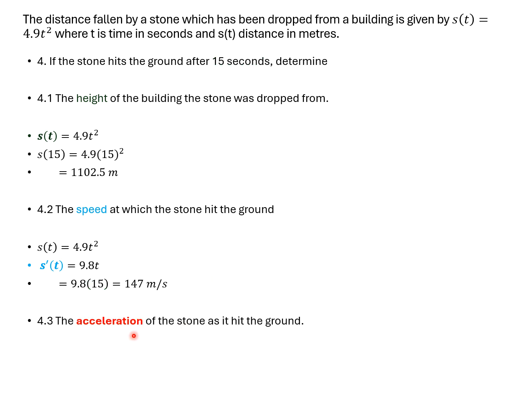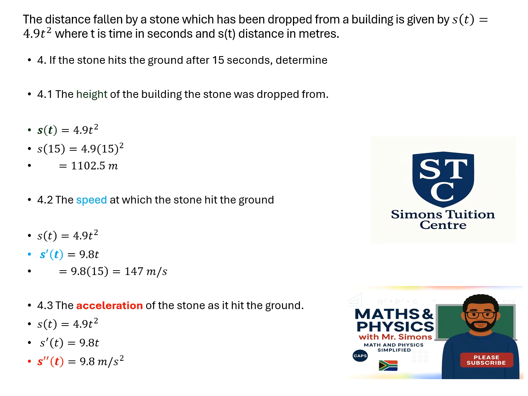4.3, we want the acceleration of the stone as it hits the ground. So for acceleration, I need the second derivative. First derivative, 2 times 4.9 gives me 9.8t, and the second derivative simply stays 9.8 meters per second squared. So the acceleration is still due to free fall.